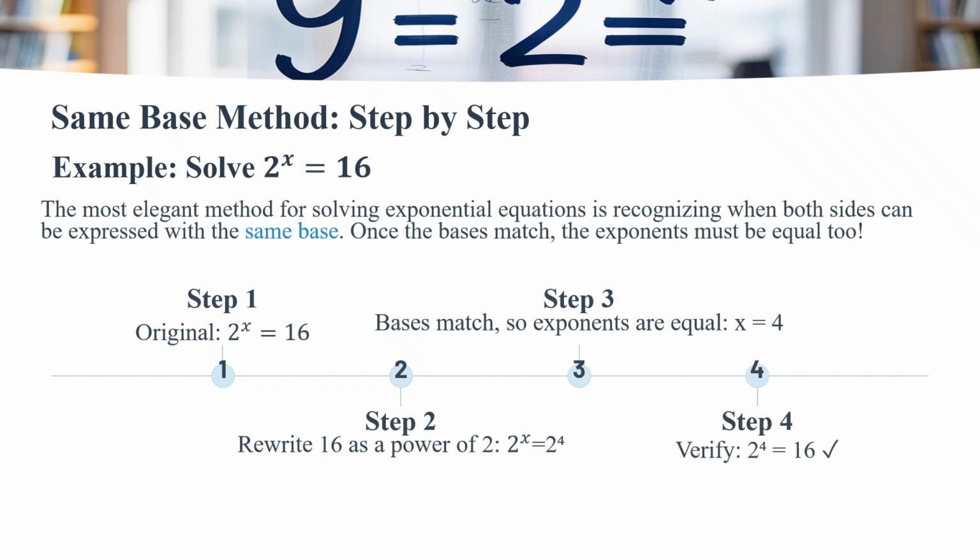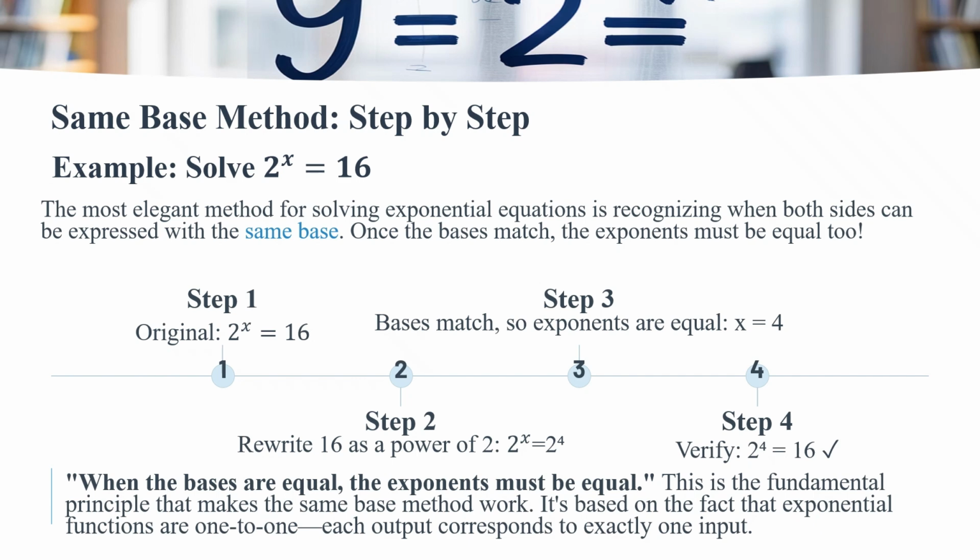Step 4. Finally, let's verify our answer. If we substitute x equals 4, we get 2 to the 4 equals 16. And that's correct. So, remember this key idea. When the bases are equal, the exponents must be equal. That's the magic behind the same base method. It makes solving exponential equations much easier.